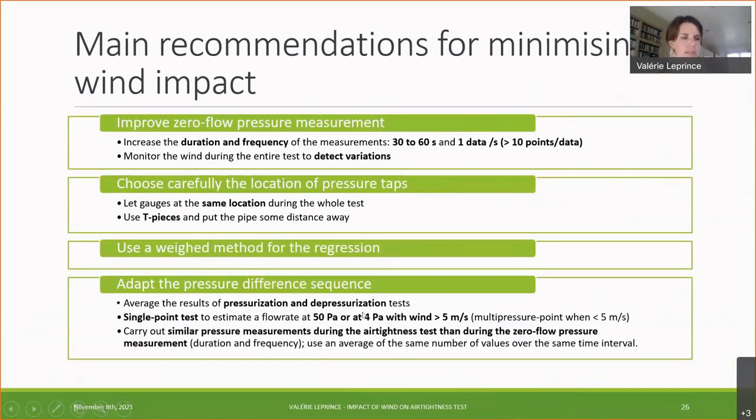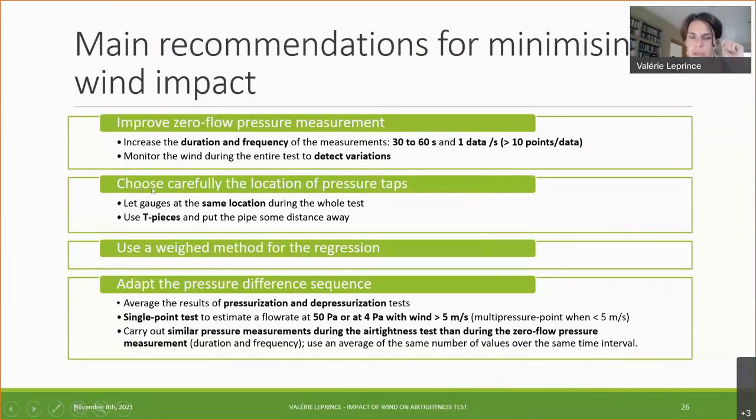There are other things in this ventilation information paper, but to make it short, I come directly to the main recommendations in the document to minimize the impact of wind. The first one is to improve the zero flow pressure measurements. The idea is to increase the duration of the measurement from 30 to 60 seconds, make at least one data point per second, and each data point should be an average of at least 10 points. We also recommend monitoring the wind during the entire test to detect variations.